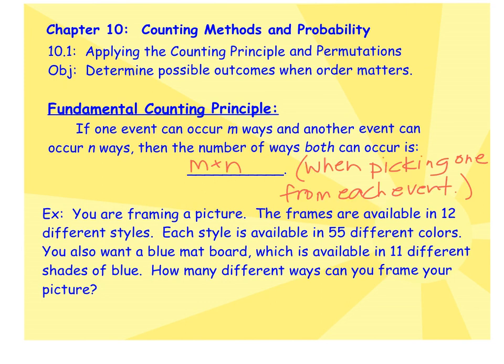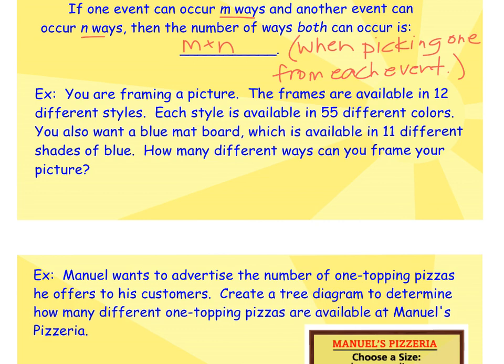The fundamental counting principle. If one event can occur m number of ways, and another event can occur n number of ways, then the number of ways both can occur is found by taking the product, m times n. And this will always be true if you're picking just one from each of those events.